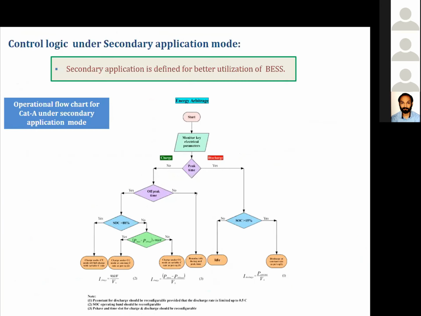This is the control logic under secondary application mode, and the aim of the secondary application is to define the battery utilization of the battery energy storage, because the peak demand is only for 3 to 5 months at the grid level.